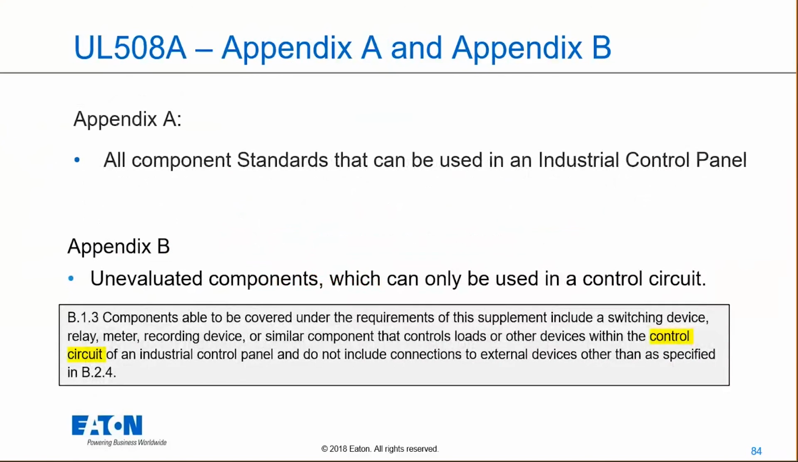Appendix A and B. Appendix A is all the component standards that can be used in industrial control panels. If you want to flip through that, it talks about all the different standards. And Appendix B covers unevaluated components. What do you do if you have some components in there that just haven't been looked at, but they're inside of a control circuit? I've never spent much time on this, but I want to make sure that you know it is available, and you can skim through that and take a look at it.